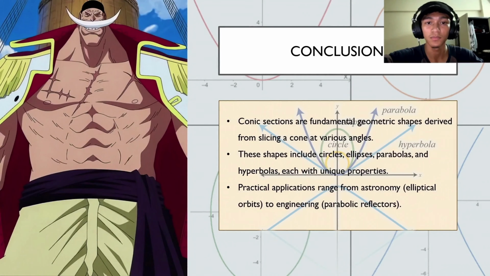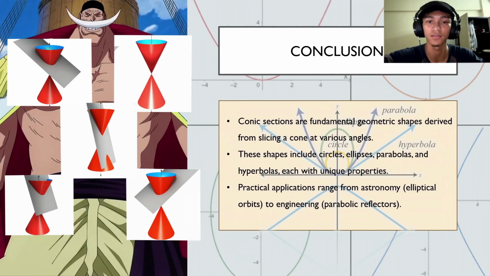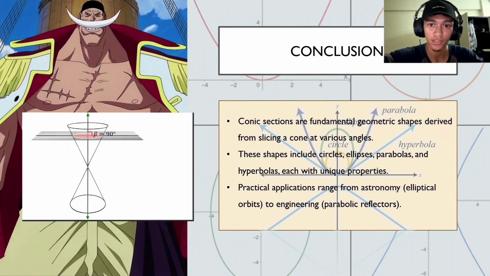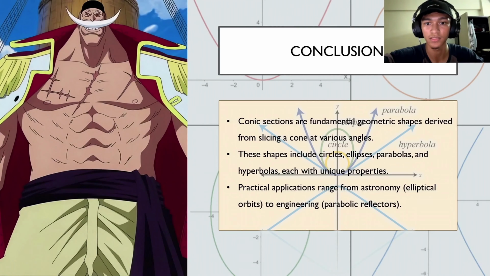Okay, so to sum up, conic sections are fundamental geometric shapes derived from slicing a cone at various angles. These shapes include circles, ellipses, parabolas and hyperbolas, each with unique properties. Practical applications range from astronomy, which uses elliptical orbits, to engineering that uses parabolic reflectors.